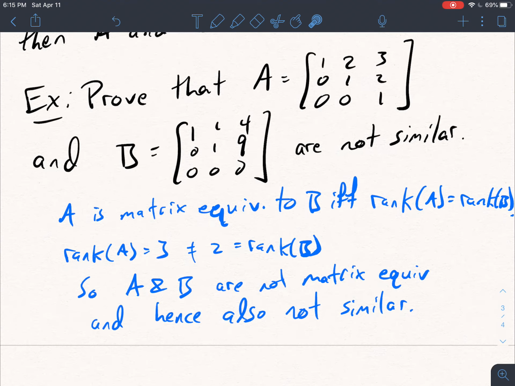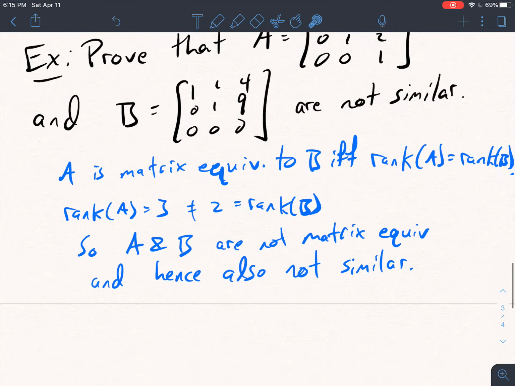Keep in mind, this is not always going to work. It's very easy to come up with examples where A and B both have the same rank, but they are not similar matrices. But if you have two matrices where the rank of one and the rank of the other one are distinct, then that's an easy way to check that they are not similar.